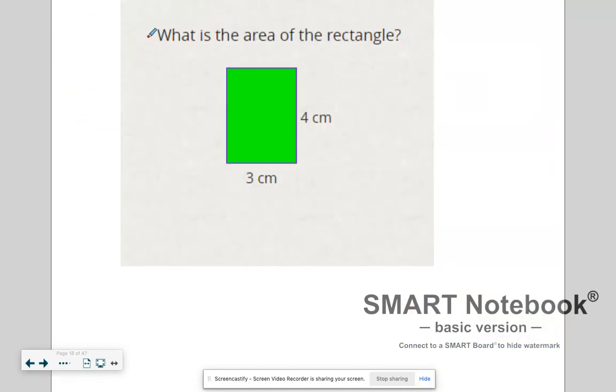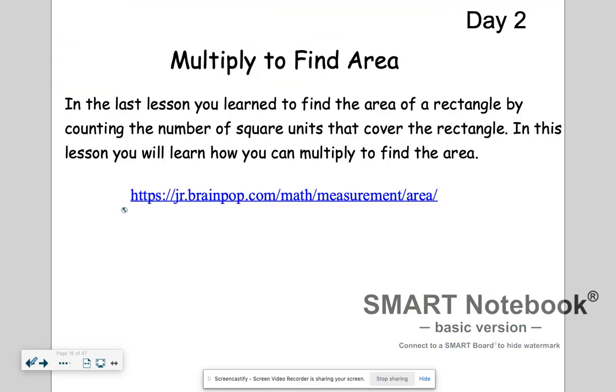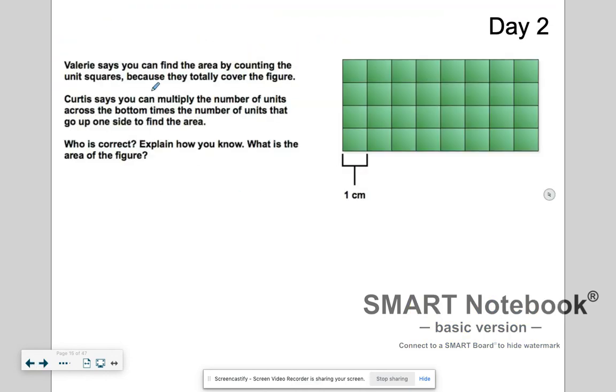All right, so here's another example problem about area. It says, what is the area of the rectangle? Okay, well, let's go back here. It says, Valerie says you can find the area by counting the unit squares because they totally cover the figure. Curtis says you can multiply the number of units across the bottom times the number of units that go up one side to find the area. Who is correct? Explain how you know.